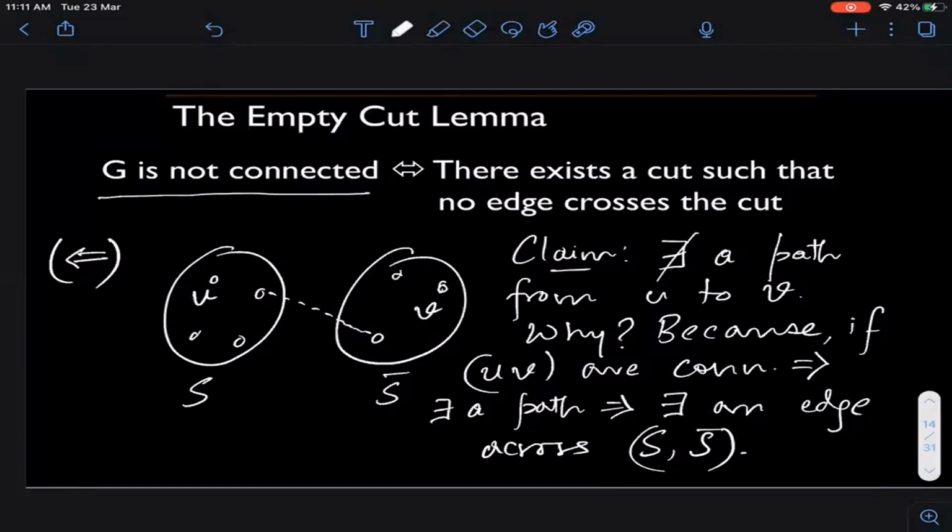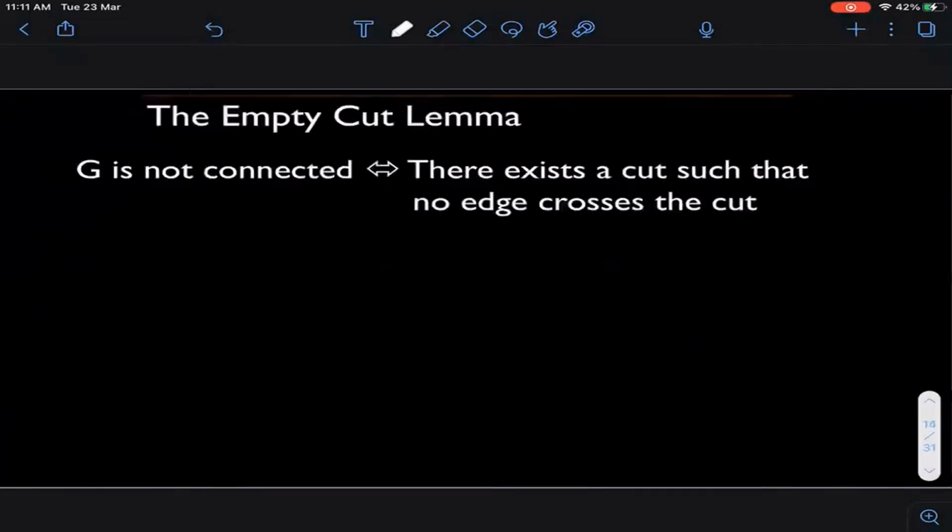Okay. ठीक है. So how about the other direction? So left to right. ये हो गया right to left. Okay. How about left to right? So I'm assuming that G is not connected. So how should the proof go? Well, what I need to really prove is that if G is not connected, then I have to produce evidence. I have to produce that there exists an empty cut.